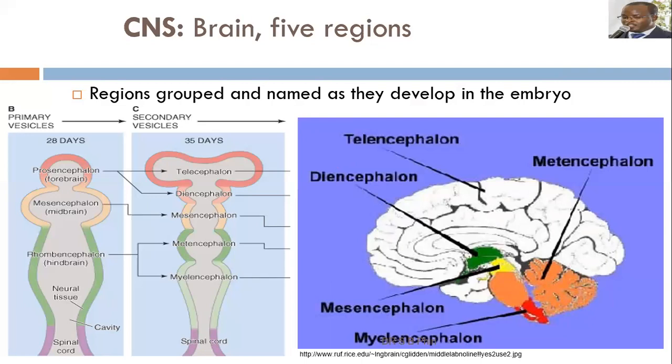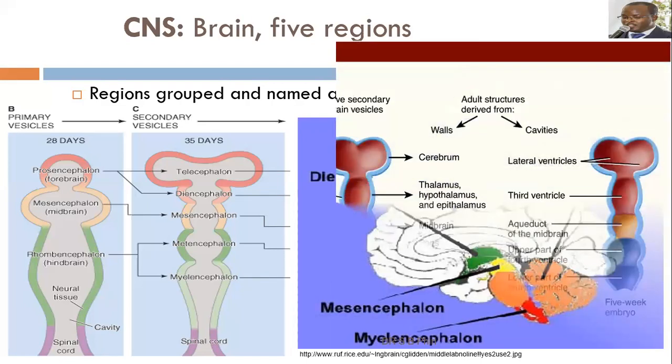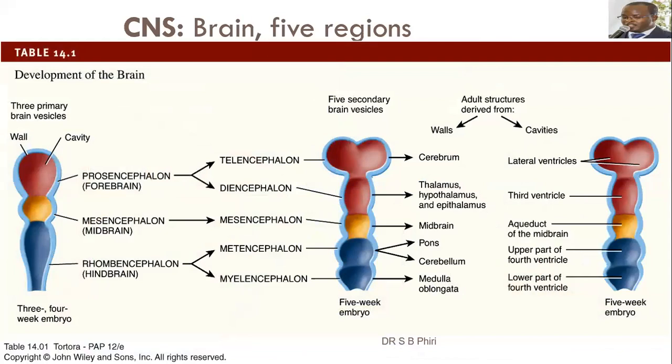Okay, so the brain with the 5 regions of the brain. I'm not going to use this diagram. I think the next one is better. During development of the brain.